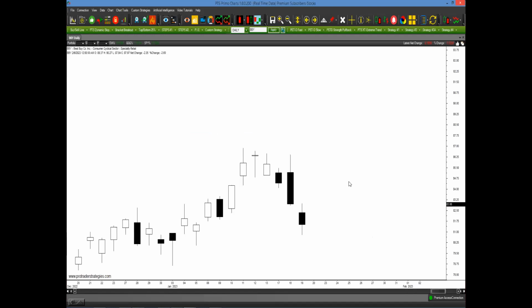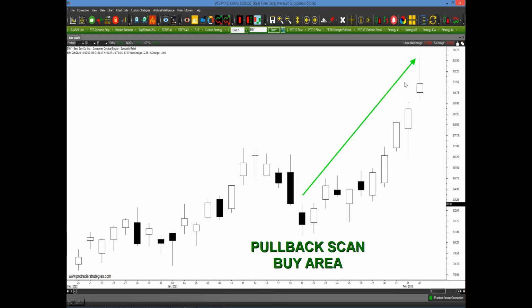Let's look at this example in BBY, okay? Had a nice run up, but we have a doji here, which signals a trend change, and it's starting to come lower, so maybe we want to get out of this, right? Well, the pullback scan identified a buying area, and you could have taken advantage of this nice big run up, okay? This is all something you can do on a nightly basis with the new scanning criteria that we'll be teaching you.